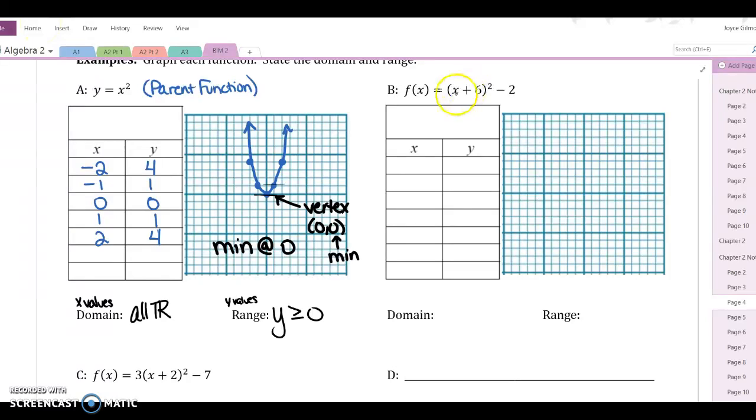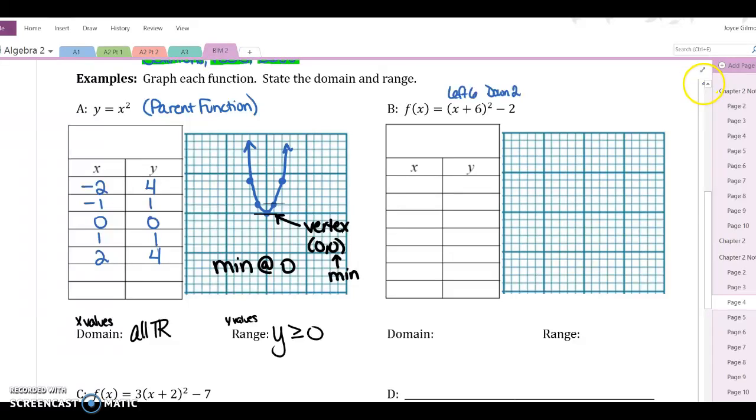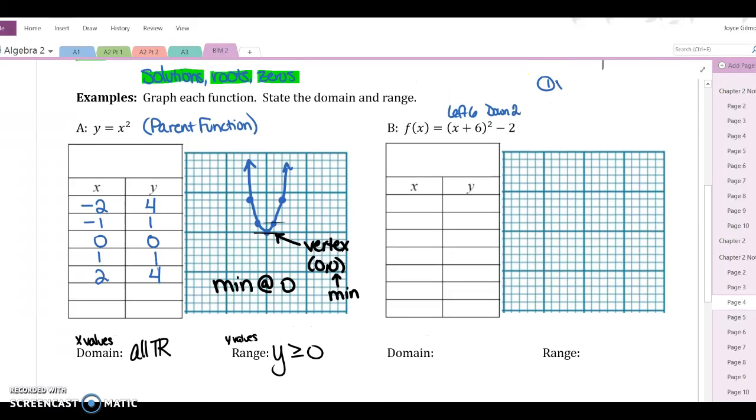In this next equation, what does the plus 6 indicate inside the parentheses? Shifting left 6. And what does the minus 2 indicate? Okay, do you remember all that from yesterday? Yes? Okay. So, since this graph has been moved left 6 and down 2, the vertex is going to be at -6, -2. So instead of the vertex being at 0, 0, the vertex is going to get shifted left 6 and down 2. So there's our vertex.